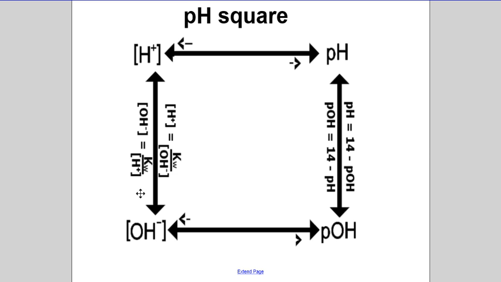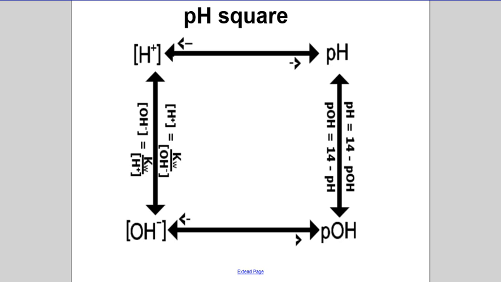So that takes you around the whole square. Once you know that, if you start in any corner here, you can go around this entire square and you should be able to solve the other three. You just need to know a starting point like H plus. If you can find the concentration of H plus, then you can find pH, then POH, then OH minus, or you can go this way and do OH minus, then POH, then pH. It doesn't matter what direction you go, because it's a square. You can start in one corner and work your way around in either direction.